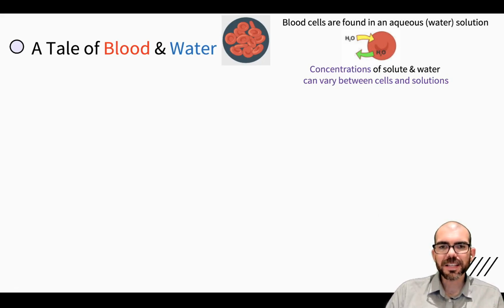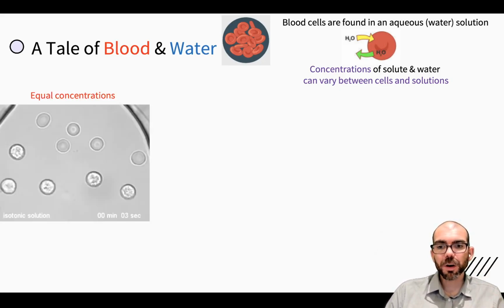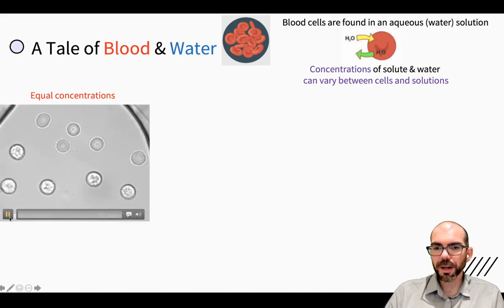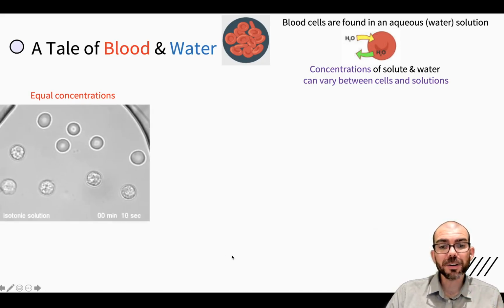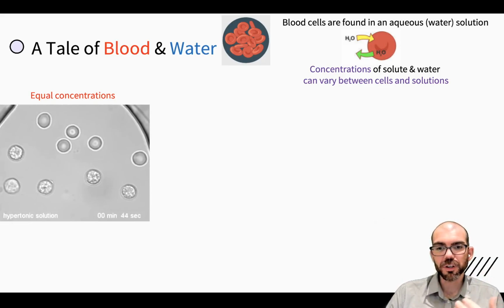What this means is the concentration of solute to water, both in the cell and the solution it's in, can vary at any time. For example, if I were to look at human blood under a microscope and there was the same amount of solute inside the cell and outside of it, this is what I would see. Healthy, happy red blood cells. They have their typical circular shape and they're functioning well.